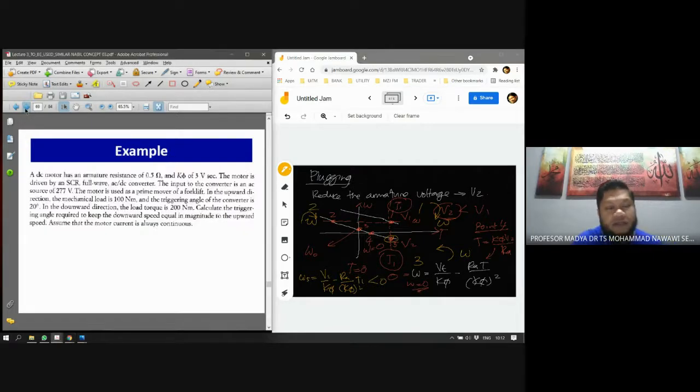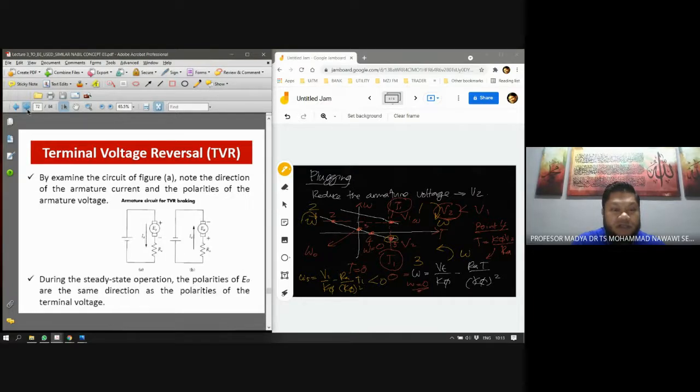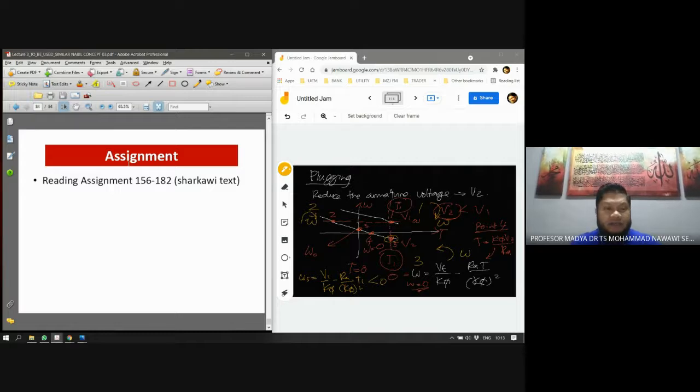I'm going to let you read about the terminal voltage reversal. The idea is you're going to change the direction. It's just a matter of simply changing that direction. The terminal goes from positive negative to negative positive, and that will provide the reverse braking. So you can read that. You can try, Simon. This is not an assignment, just an exercise for you. Our assignment will actually be on the simulation. The only assignment that you need to do is the simulation.